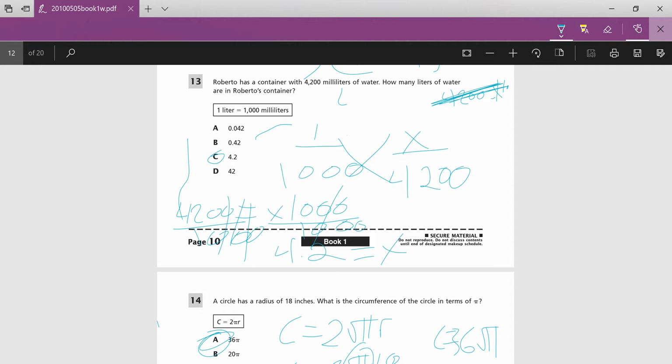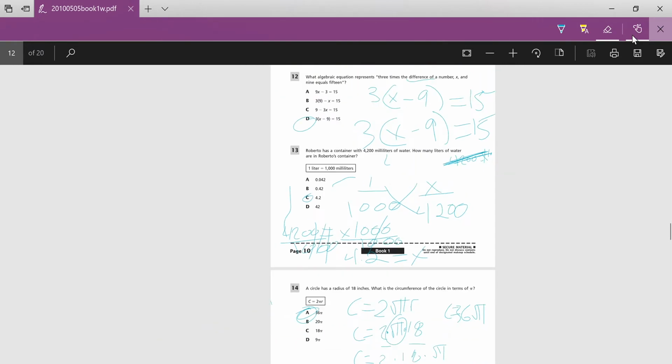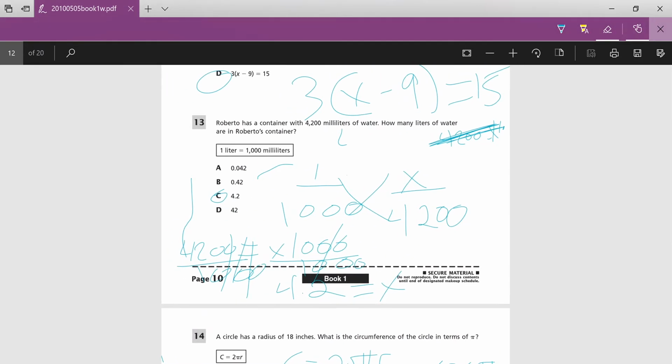This is really messy right now, and I wish that I could erase everything, but it's not letting me do so, unfortunately. So over here I want you to focus on this part right now. This is the proportional way. So what we have here is 1 over 1,000. So 1 liter equals 1,000 milliliters.